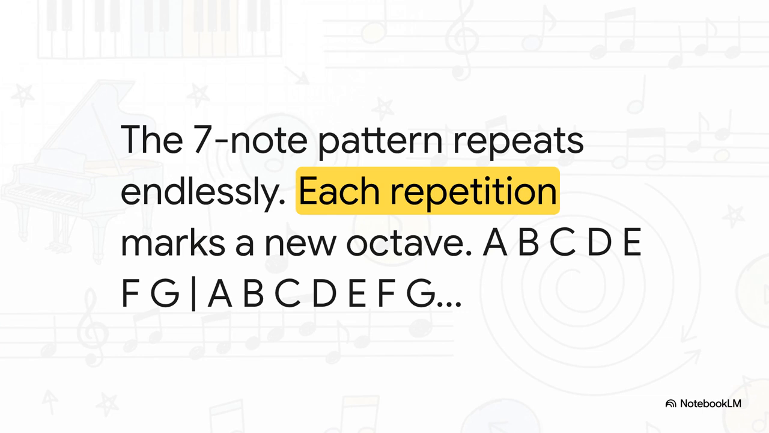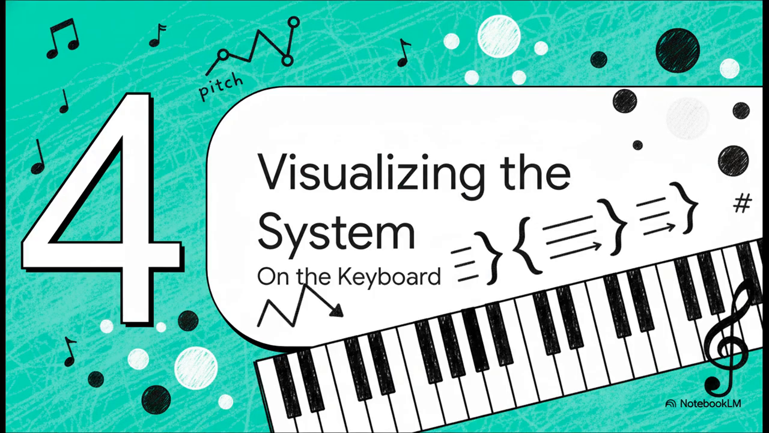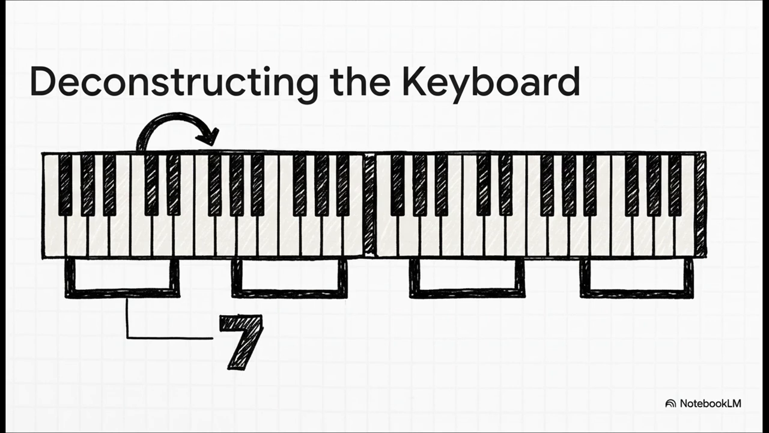And this is how it all clicks together. That 7-note pattern, A through G, it doesn't just happen once. It repeats over and over again, climbing higher and higher in pitch. And every time you get back to A, you've just started a new octave. So we've got pitch, we've got notes, and we've got these repeating octaves. Let's put it all together and see what this system actually looks like on an instrument we all recognize: the piano keyboard. The keyboard is just a perfect visual map for all this theory. The white keys, those are our 7 natural notes. And you can see it so clearly, right? The pattern of white and black keys just repeats itself again and again all the way up the keyboard. And every single time that pattern restarts, you've just entered a new octave.